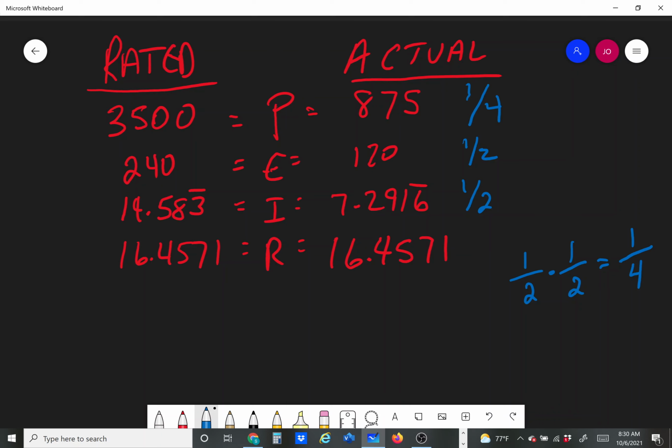So I bet you if we take 3,500 watts and divide it by 875 watts and hit equal, we'll get a value of 4. Or we could take our 875 watts, divide it by 3,500 watts, and that would give us 1/4. Good. That is 1 and 2.